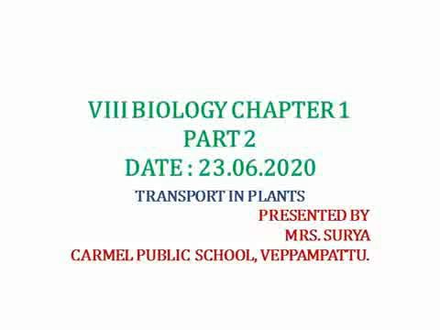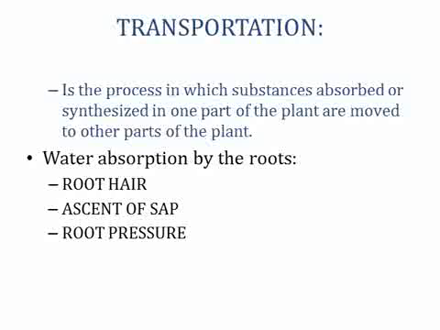So in the first part, we studied transportation and how it occurs. Transportation is a process in which substances absorbed or synthesized in one part of the plant are moved to other parts of the plant. This transportation is done by the conducting tissues, xylem and phloem, and we have seen the various components of xylem and phloem.